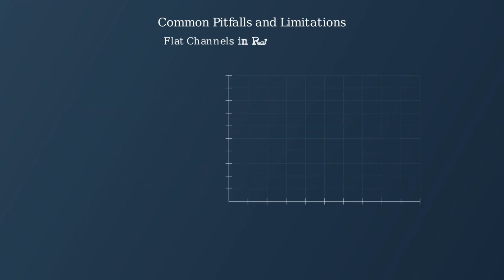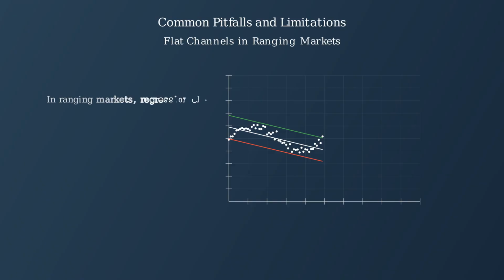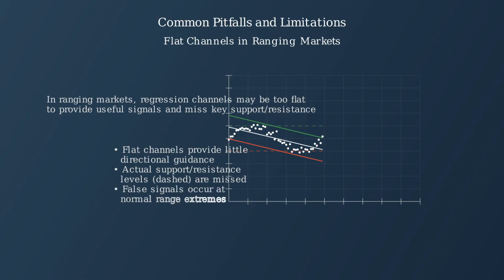In ranging markets, regression channels may be too flat to provide useful trading signals and can miss important support and resistance levels. Notice how the linear regression channel is nearly horizontal and fails to identify the actual support and resistance levels that are defining the range. Trading based on this channel might lead to poor entry and exit points.